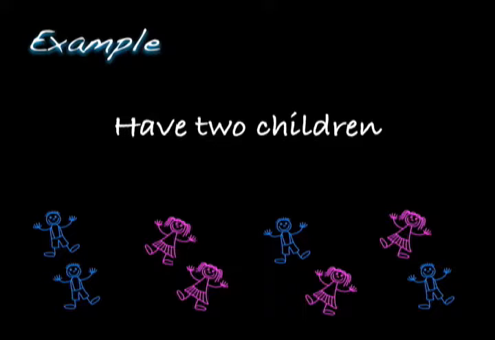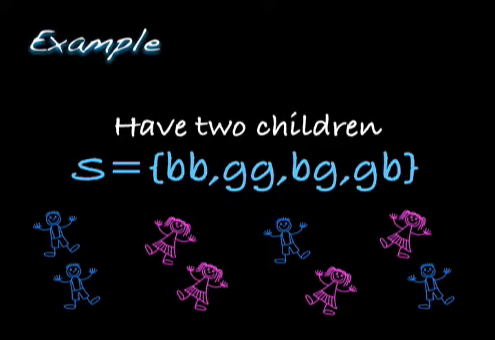Consider the sample space: BB, two boys. GG, two girls. BG, boy born first, girl born second. And GB, girl born first, boy born second. This is a sample space when you have two children, the list of all possible outcomes.